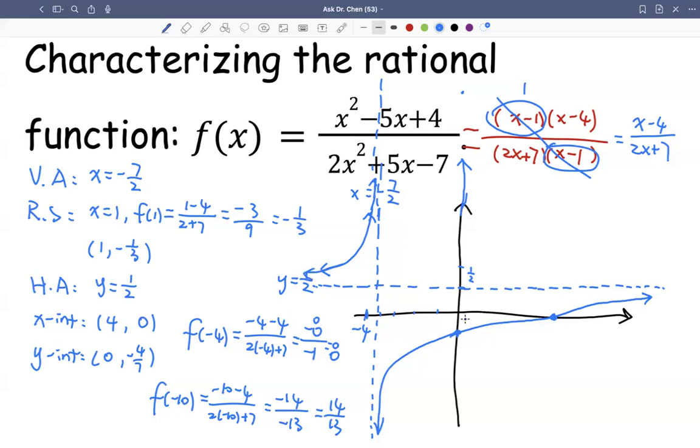All right, so that's the graph. We still have 2 pieces. Usually rational functions give us 2-piece or 3-piece graphs.